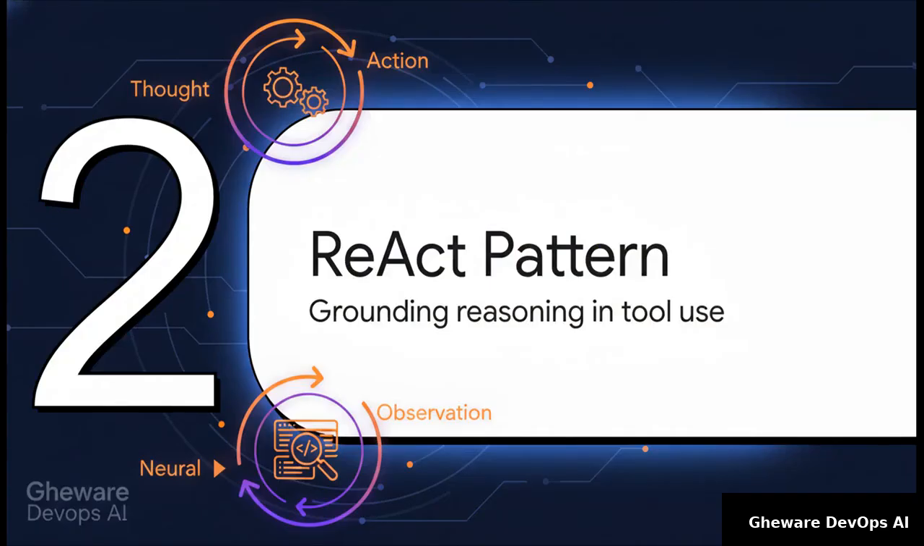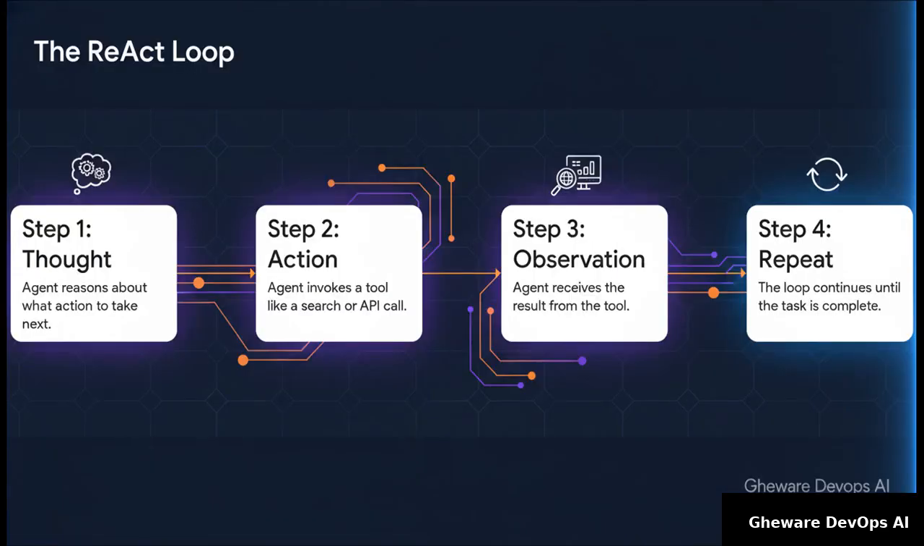Let's start with the absolute foundation. And honestly, this is the workhorse for maybe 80% of what you'll build: React. The whole idea here is to create a super tight feedback loop between thinking and doing. It grounds the agent's reasoning in the cold, hard facts of what happens when it actually tries something. The beauty of it is just how simple and powerful it is.